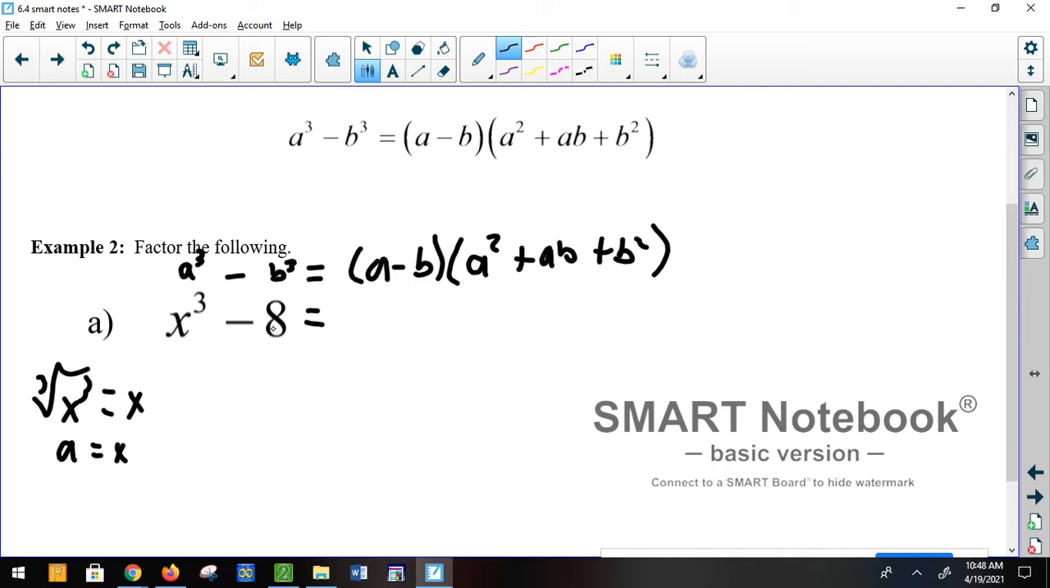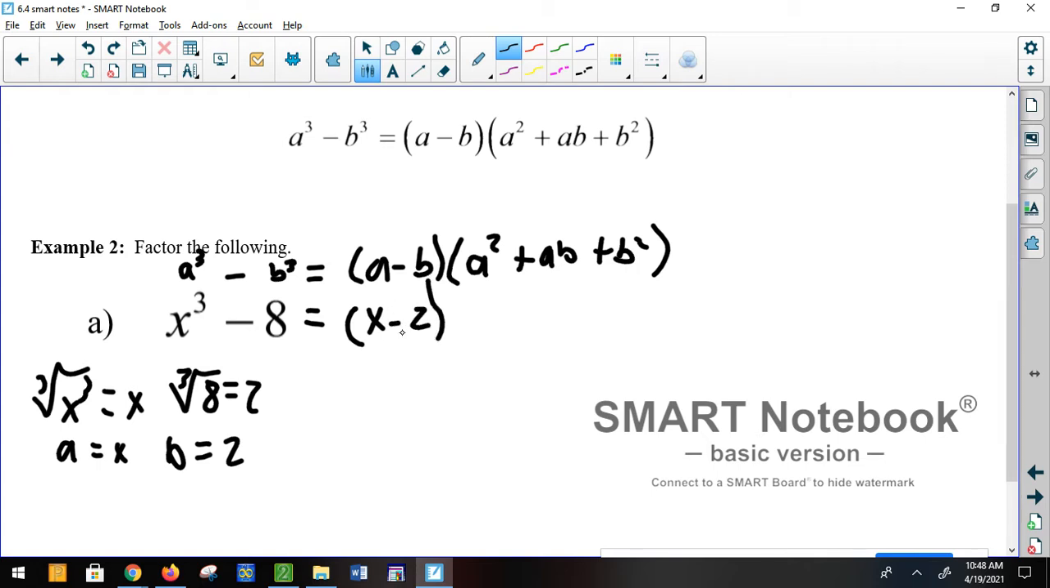For our purposes, b is 8. The fact that it's a subtraction here is worked out in the formula. So you don't need to think about the 8 as negative 8. You can just think of it as 8. The cube root of 8 is equal to 2. So that means b in this formula is 2. So everywhere there's a b in the formula, we're going to substitute in a 2. So that's it. x goes in for a, and 2 goes in for b.